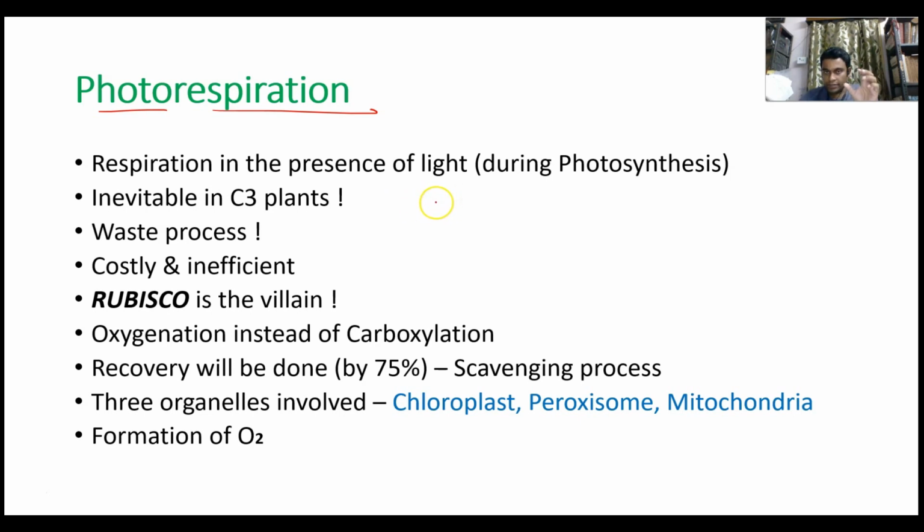But this respiration will be happening with a bit of a twist. Somewhere down the line, we'll see where exactly. But this will be happening during photosynthesis in the presence of light. That's why it is said to be photorespiration. This is the first thing. So instead of taking carbon dioxide, which you as a plant are supposed to do, you are taking in oxygen and you are liberating carbon dioxide out. That's what happens in photorespiration.